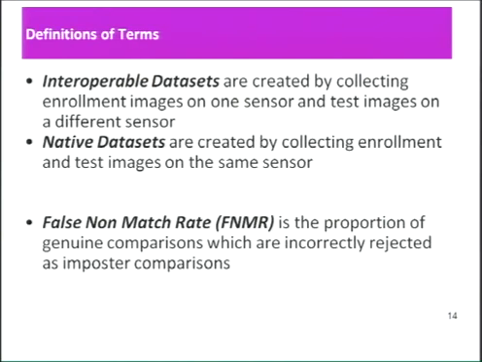And the false non-match rate, which was the primary metric that I used for measuring performance for my study, is defined as the proportion of genuine comparisons which are incorrectly rejected as imposter comparisons. So this is when a user cannot actually access the system as a genuine or the authorized individual.